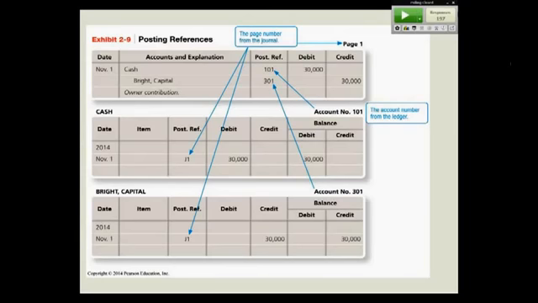So the book of original entry is the journal. The book of final entry would be the ledger. So again, the system of cross-referencing is designed to make sure that you could trace transactions throughout the system.